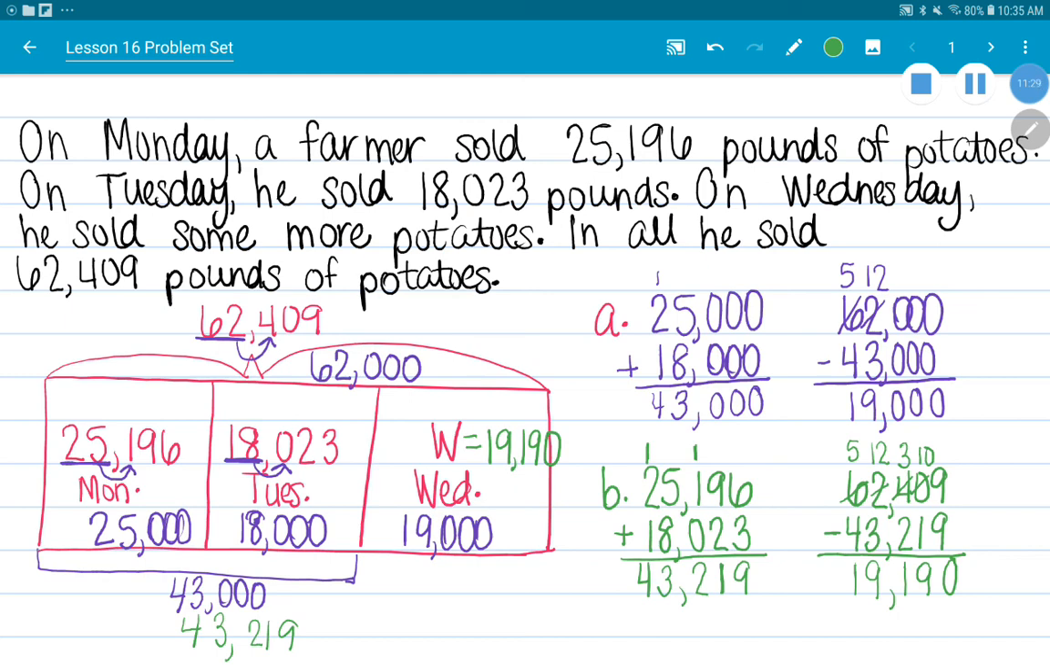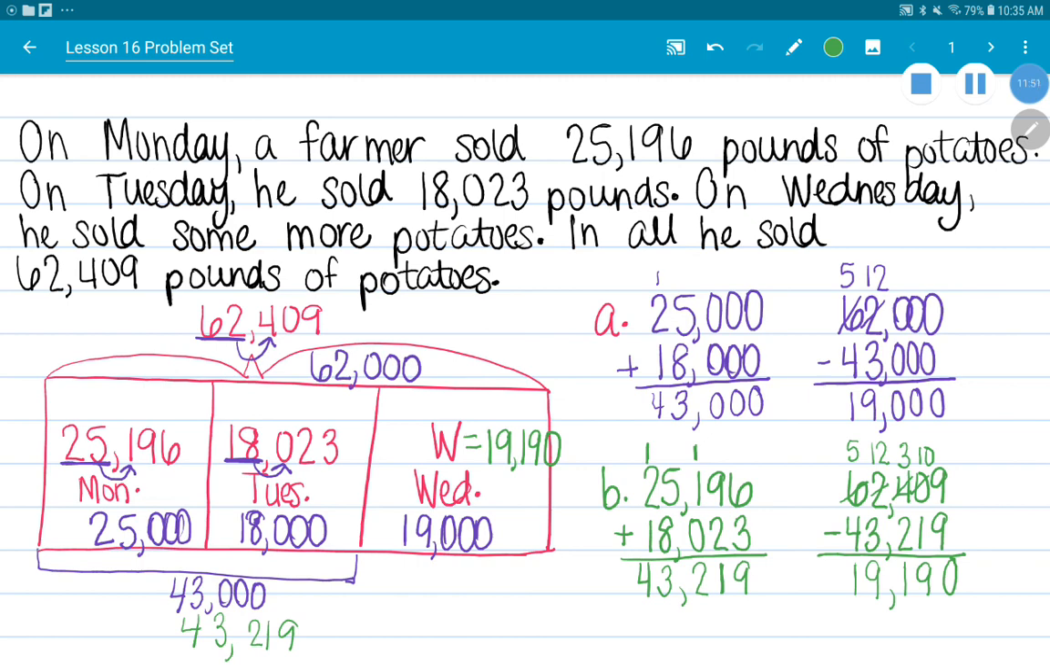So part C down there at the very bottom says, is your precise answer reasonable? Is it reasonable? Yeah. Because when we compare our amount from our estimate to the actual amount, they were really close. So we know that we did that right.